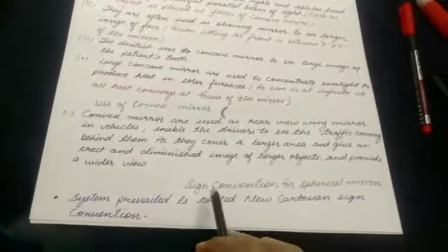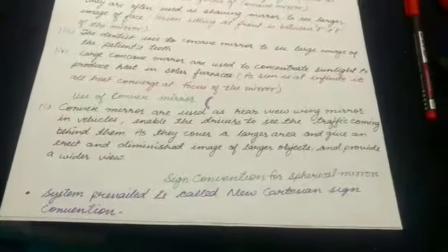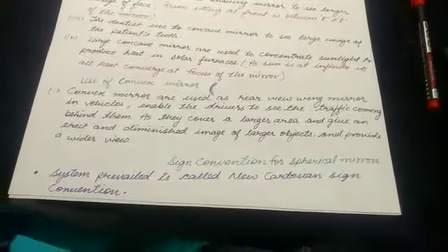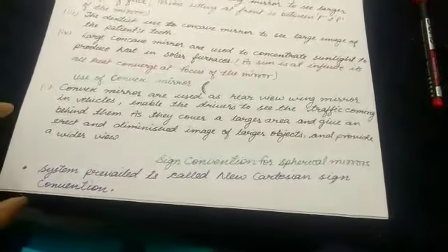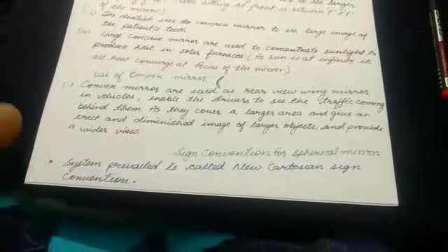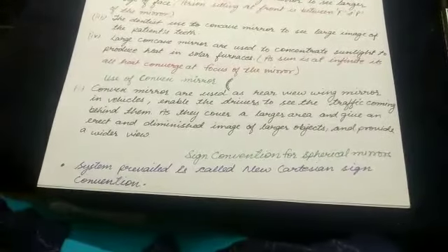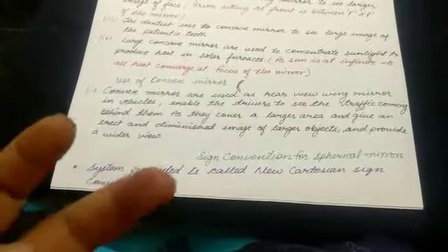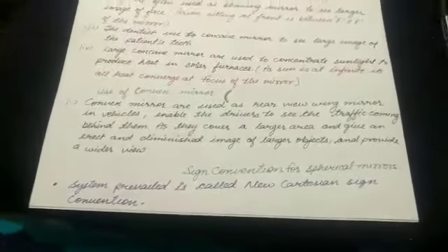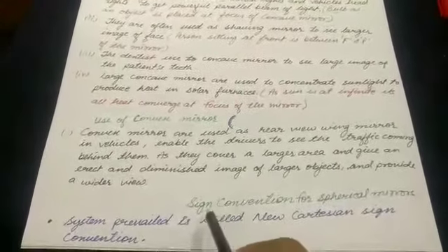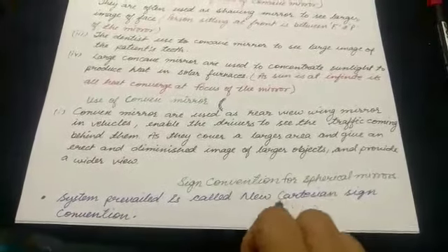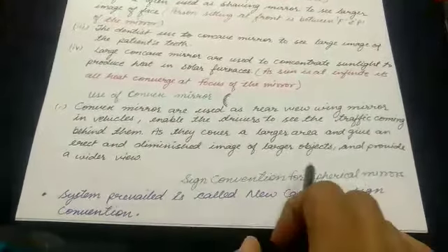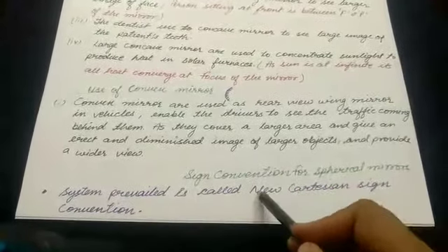Now this part which I am going to explain now, the sign convention of spherical mirror, is going to be used to solve the numerical problems. So see this carefully. We use certain signs and symbols, or we can say positive and negative terms are used. Which values are going to be taken as positive and which values are going to be negative, I am explaining here. The sign convention for spherical mirror is known as the New Cartesian sign convention.